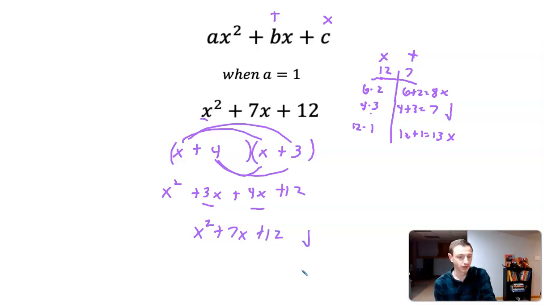There it is. And if you want to check your work every single time you're doing factoring, that's exactly what you can do. You can just multiply everything back out, and you should get right back to where you started. But that's the method we're going to use. When this a value is equal to a positive 1, we want to just multiply to the c, add up to the middle.